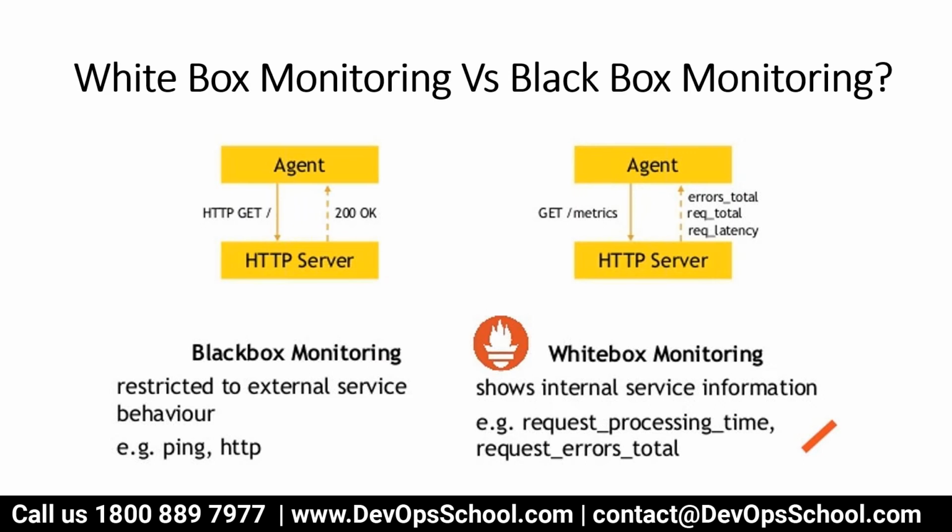So here, in black box monitoring, you have HTTP errors, HTTP server errors. That means it is restricted to external services behavior, such as pinging HTTP and so on. In white box monitoring, you are getting request processing time and request error total. In order to set up white box monitoring, you have to monitor the Apache internals. But to set up black box monitoring, you just need a network ping or HTTP check at a high level and stuff like that. So yeah, this is black box and white box.